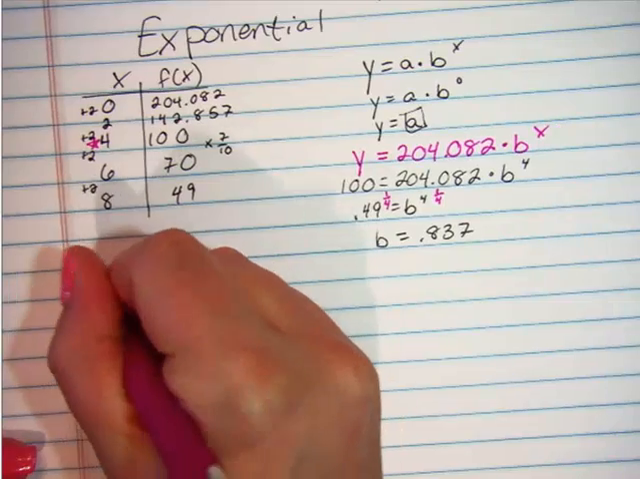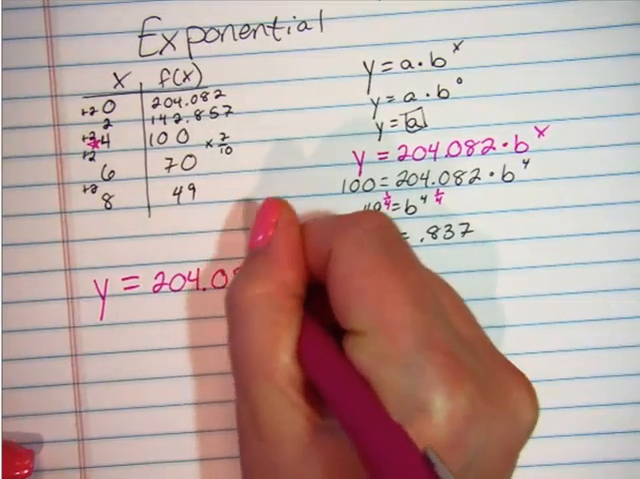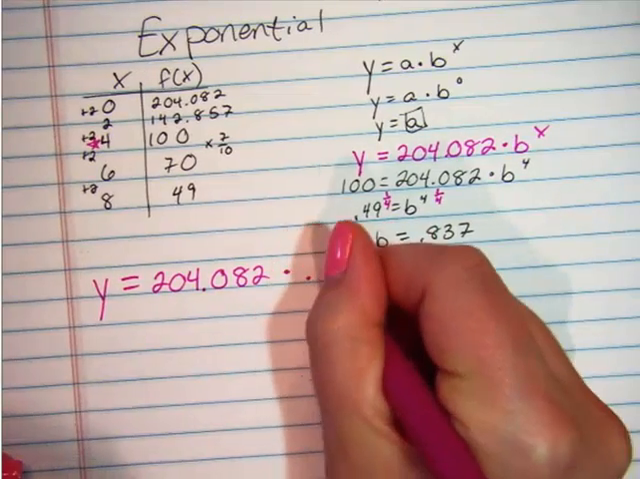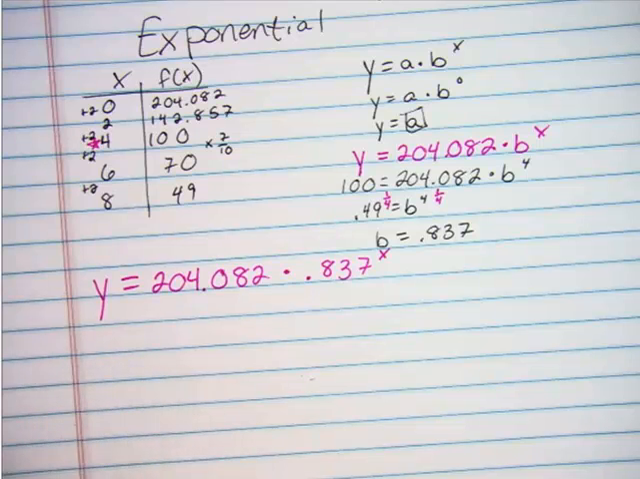So my equation for this is y equals 204.082 times b, which is 0.837, to the x. I cannot combine a and b. One has an exponent, the other one does not. So I can't combine things together that are not like.